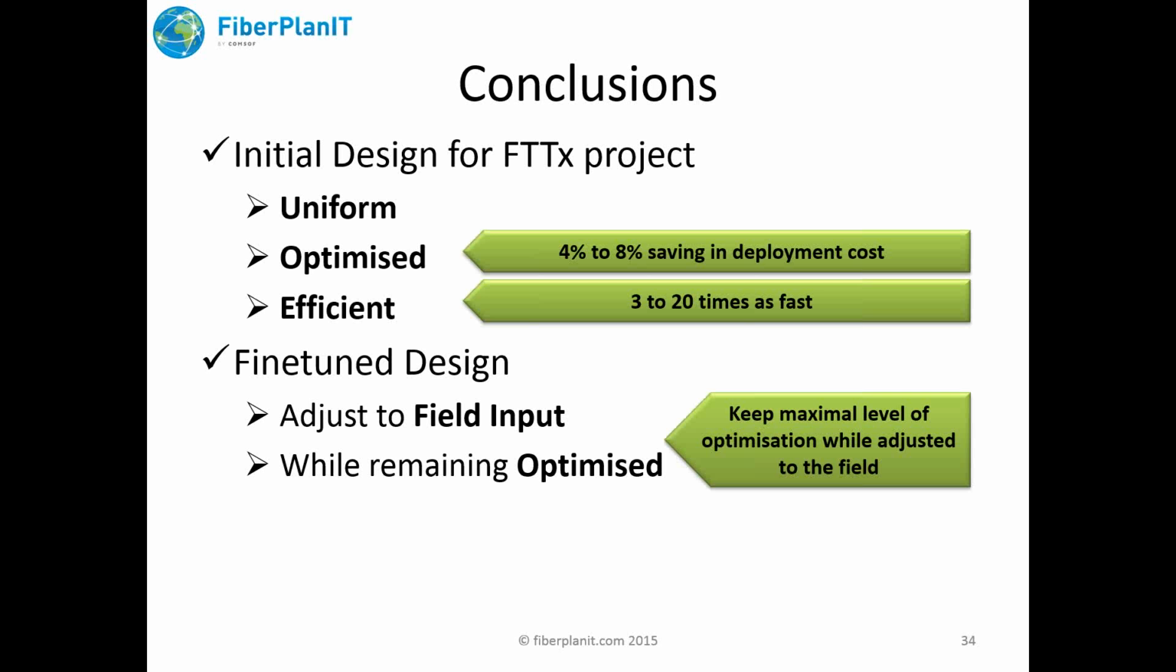Allow me to indicate some numbers that we've observed in the various projects that we've done over the years. In the initial design, we can save 4 to 8% of the deployment cost. That's the total cost of investment of the entire network, so we're talking about quite substantial numbers here. In terms of efficiency, we've observed that FiberPlanIT will help you to design a network 3 to 20 times as fast as if you would do it manually or with other tools.